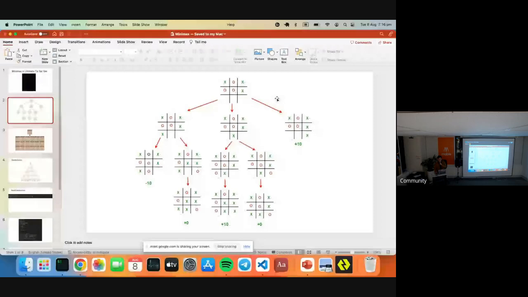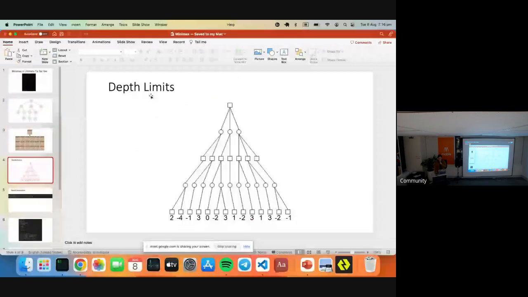But this is a simple game. If we talk about something more complex like chess, there will be too many branches to explore. So there will be a problem because we don't have unlimited computational resources. So we need to find a way to let the AI explore as deep as possible. That's why we need to set a depth limit so that we will not use up all the computational resources.